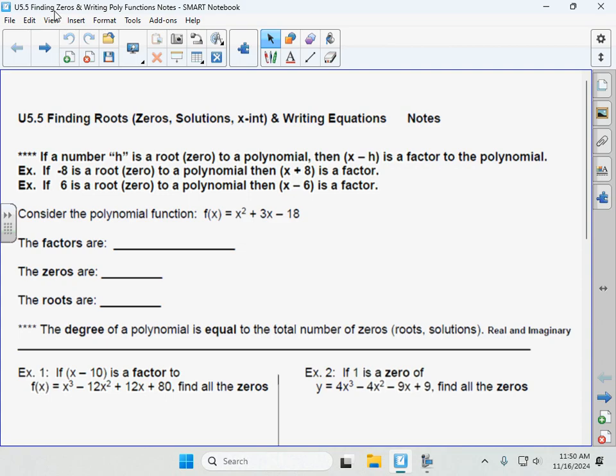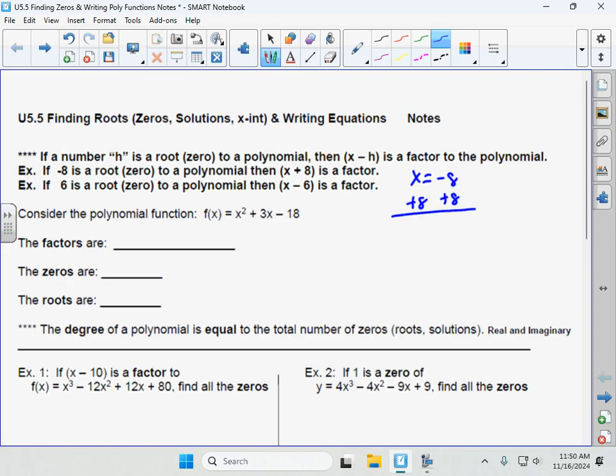If we know that -8 is a zero, that means that x equals -8. All right, and then if we want to turn it into a factor, we're just bringing it over to the side that has the x. And so we have x plus 8. All right, and so there's our factor if we know that -8 is a zero. All right, so that's why it changes signs.